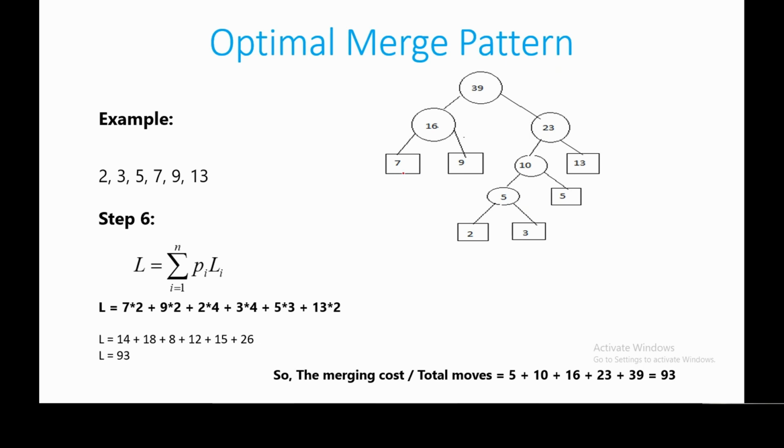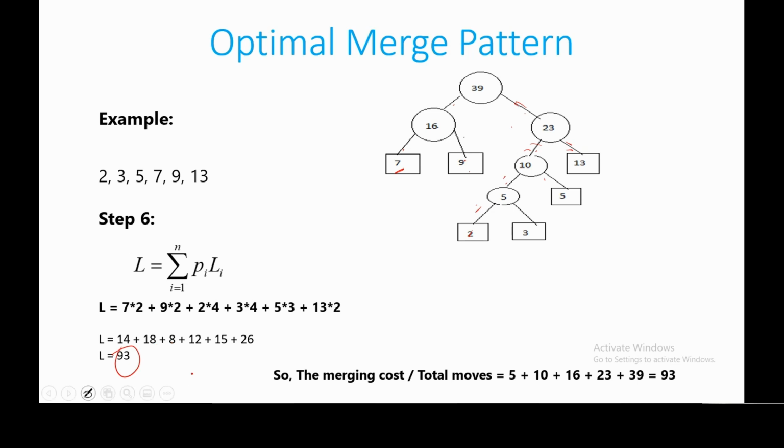Okay, so the cost of this particular node is 7 and path length is 1, 2. So it will be 7 multiplied by 2. For this one, 9 multiplied by 2. For this one, 2 multiplied by 4, counting 1, 2, 3, 4. ऐसे इसके लिए 1, 2, 3, 4. 3 multiplied by 4. इसके 5 के लिए 1, 2, 3, 5 मल्टीप्लाई बाय 3 और 13 के लिए 13 मल्टीप्लाई बाय 2. Okay, after solving this we will get 93.